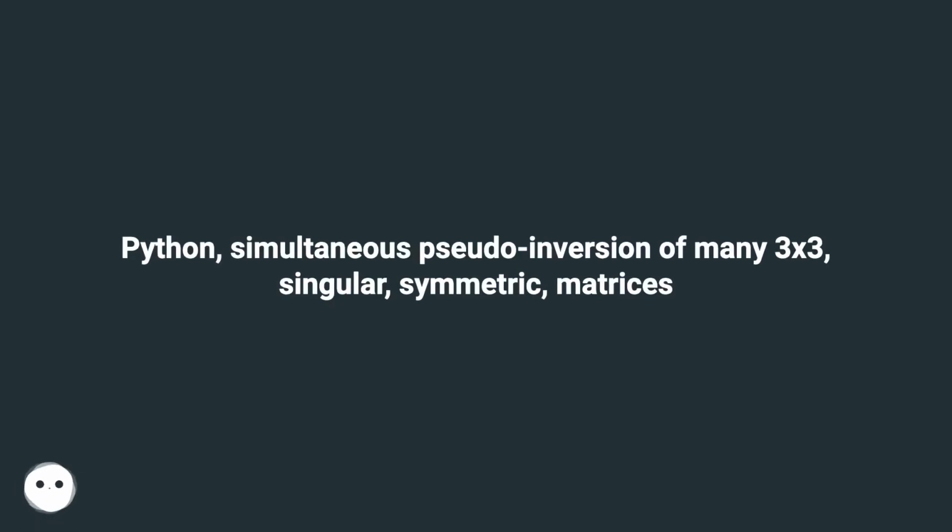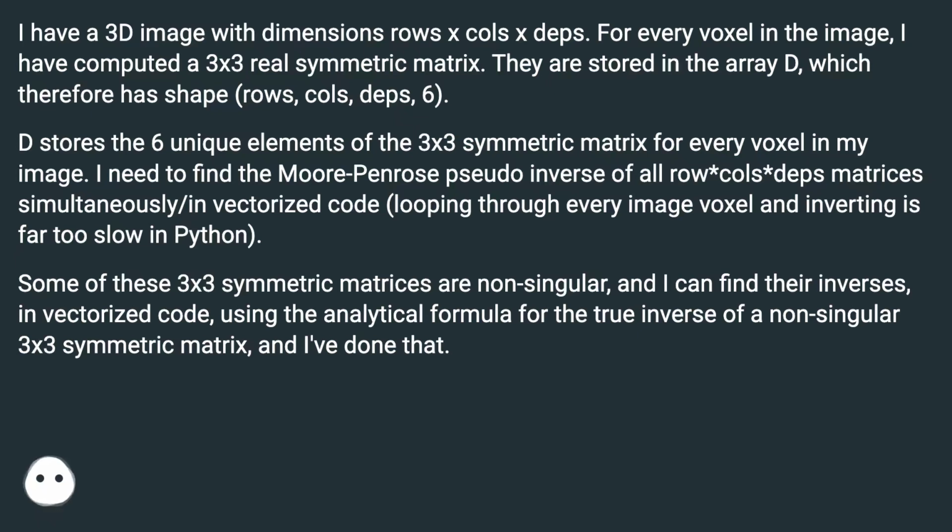Python: simultaneous pseudo-inversion of many 3 by 3 singular, symmetric matrices. I have a 3D image with dimensions rows x cols x steps. For every voxel in the image, I have computed a 3 by 3 real symmetric matrix.